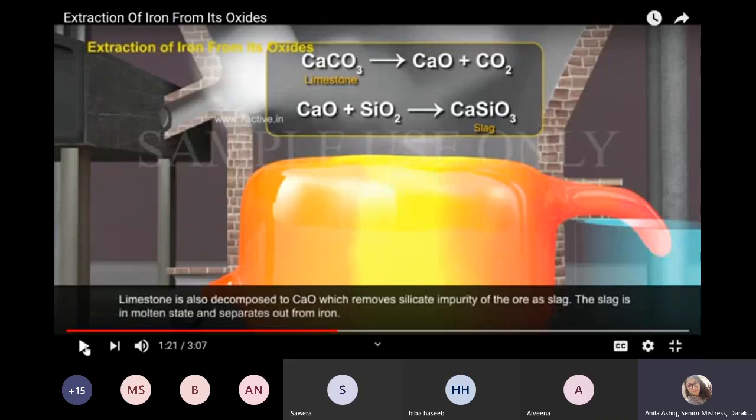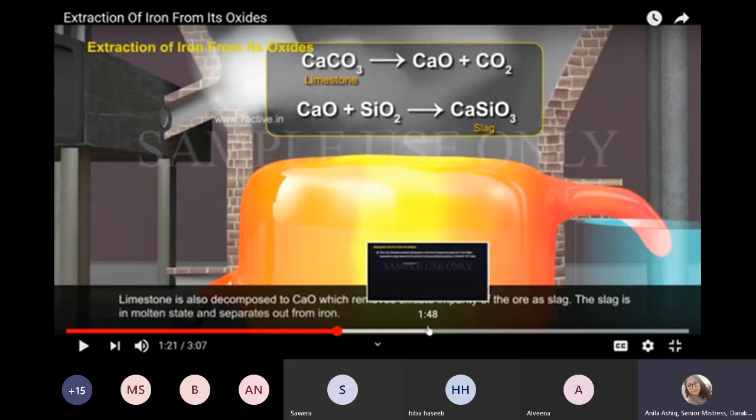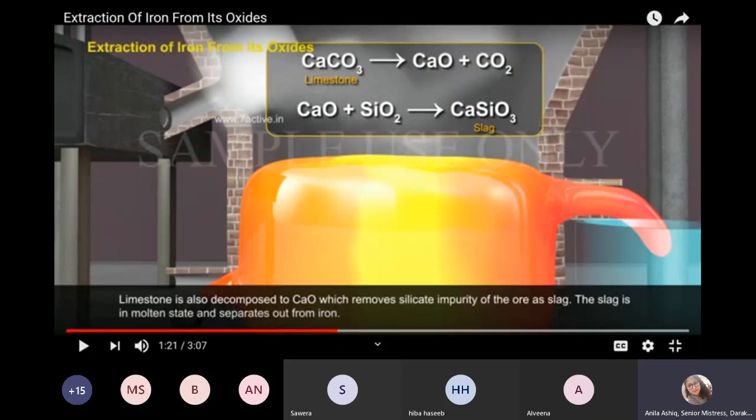Very right, Briha and Hajra both. So let's see what the working of limestone is. Limestone is also decomposed to calcium oxide, which removes silicates, impurities of the ore, as slag. The slag is in a molten state and separated out from the iron. If anyone wants to say something, my eyes are on the chat box. You can always write it down.